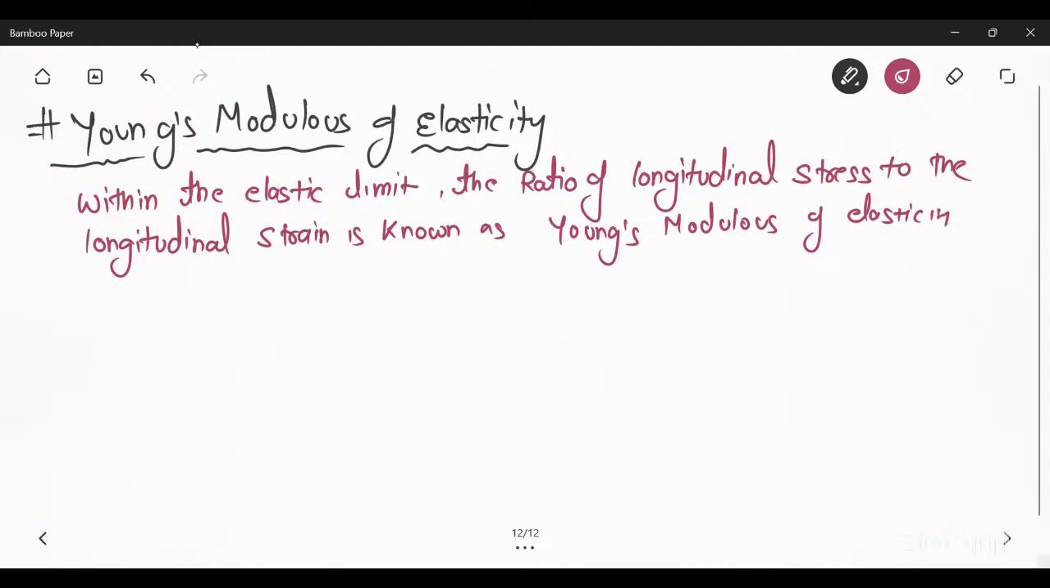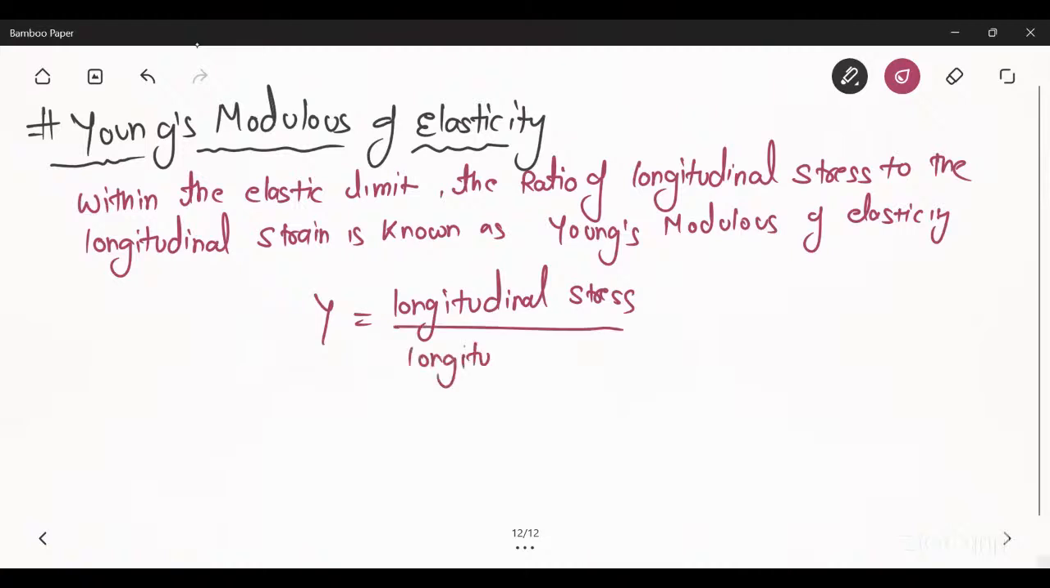Okay, it is denoted by Y. Y is longitudinal stress upon longitudinal strain. So the value of longitudinal stress is force upon area, because all stress are force upon area.